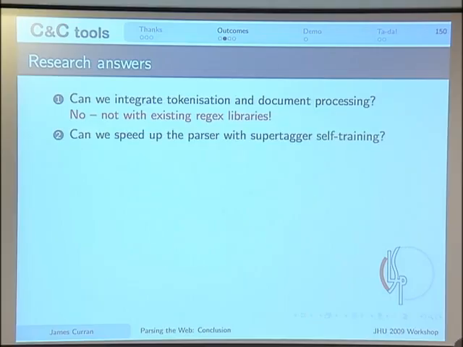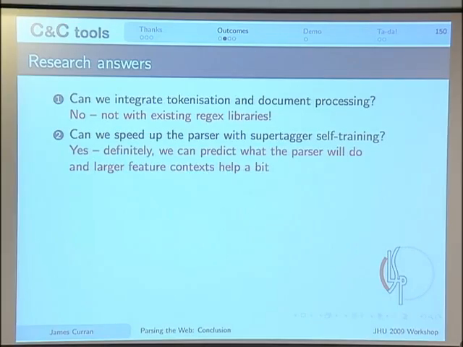Can we speed up the parser with super tag or self-training? Well, the answer to that one is yes, definitely. And really this comes down to the idea that we can predict what the parser is going to do anyway, and I'll come back to this in a minute. And also putting in some larger feature contexts helps a little bit too.